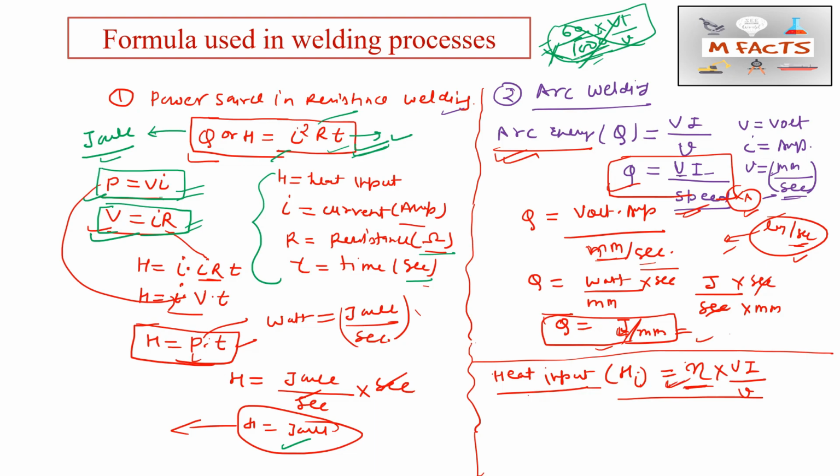Okay, so this is not a different kind of formula. Whenever they ask only about arc energy, we will calculate by this formula. Whenever they say heat input and also give the efficiency, we will use this formula. This is not a different formula. We need to understand where to use the heat input value and where to use the arc energy value. That's why I am writing here.